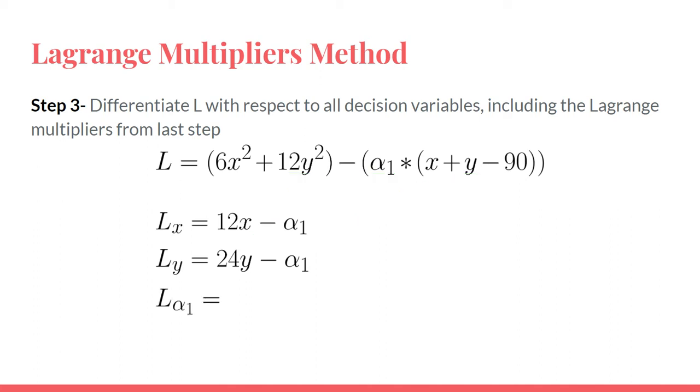We will then differentiate L with respect to alpha 1. The only term with alpha 1 inside of L is minus alpha 1 times x plus y minus 90. Then L sub alpha 1 is going to be equal to minus x minus y plus 90. This gives us all the differentiations of L with respect to all decision variables.